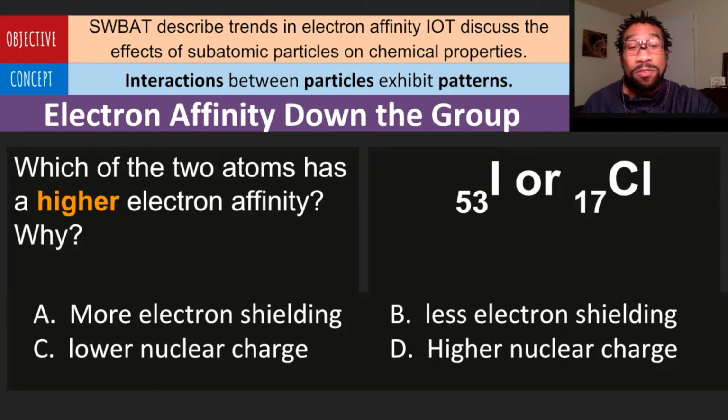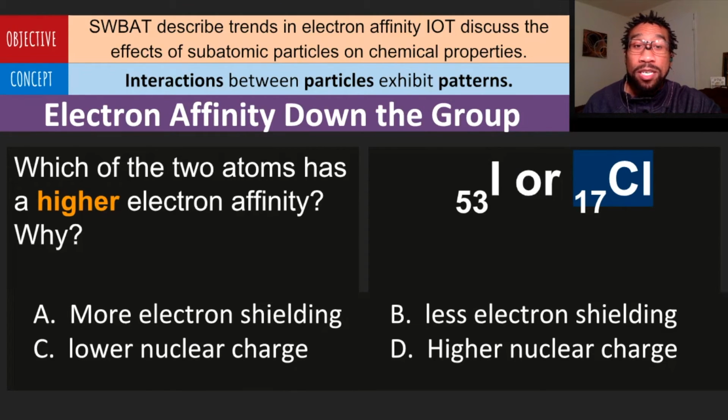Next, we have which of the two atoms is of higher electron affinity? Iodine with an atomic number of 53 or chlorine with an atomic number of 17? Which one would you choose? And I would end up choosing chlorine, having the higher electron affinity. And why would we choose chlorine?